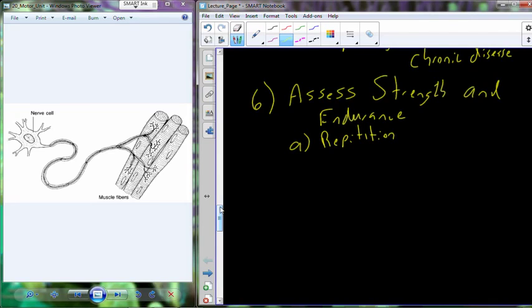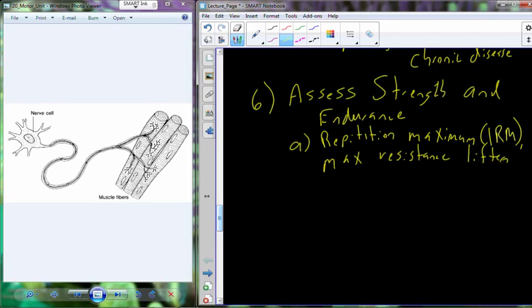For strength, you can measure a repetition maximum, or a so-called 1 rep max, 1 RM. This is the maximum resistance or weight that can be lifted just a single time, just once. And this will help out with a measurement or an assessment of muscle strength. So you would do this for a bunch of different muscle groups.